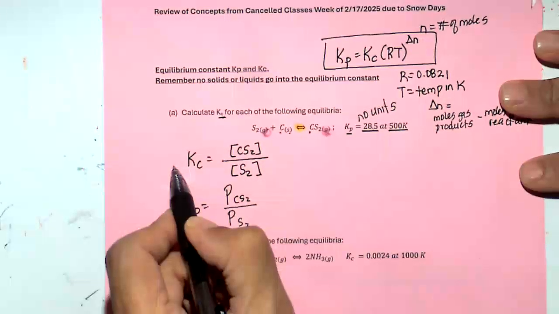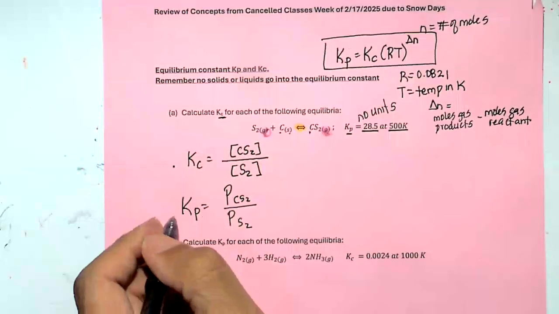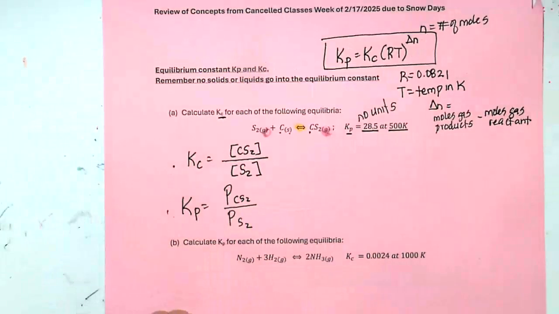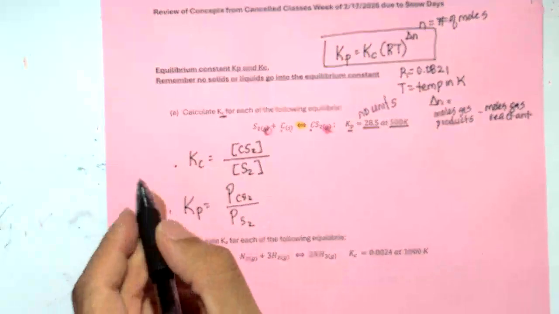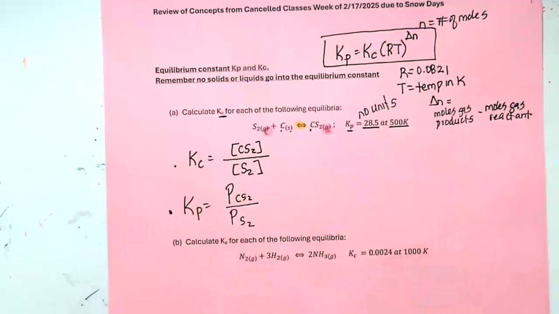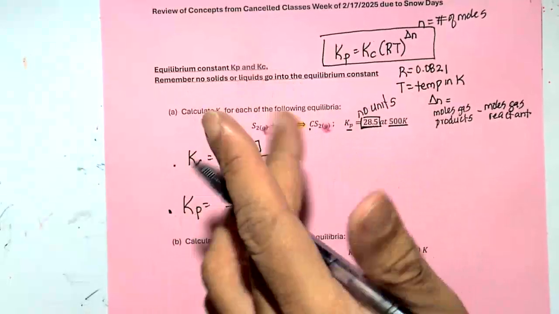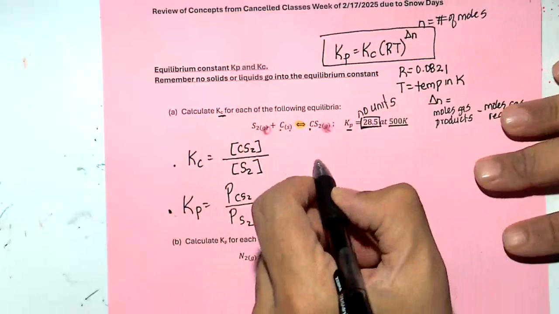So this is the equilibrium constant in terms of expressing the gases in moles per liter. This is the equilibrium constant in terms of expressing the gases as pressure, usually in atmospheres. They give us a number here, 28.5. There are no units, so let's put that in here.